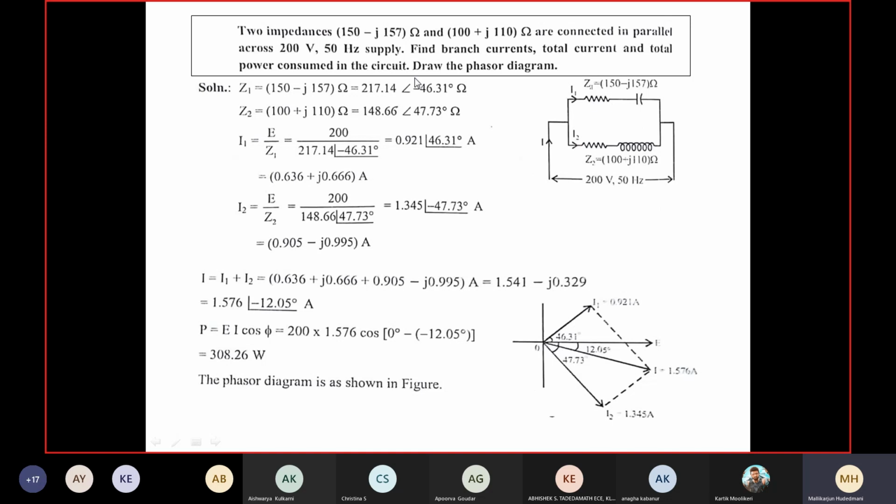And I must ask you one more thing. Is this minus 157, plus 110, what does it mean for you? Is it an inductive reactance? Is it a capacitive reactance? You must be able to understand. For that, you have to recall that impedance notation is given as R plus JXL. Plus J means inductive reactance. Minus J means capacitive reactance.